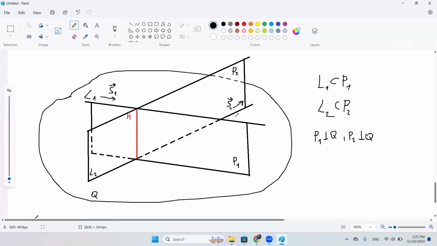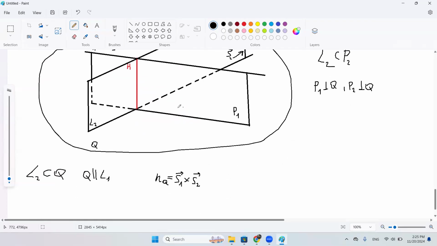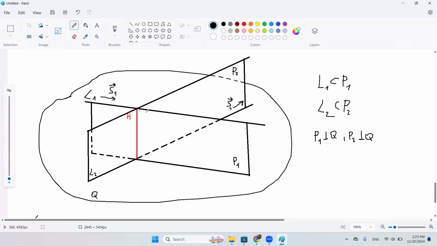because with these planes we will receive the general equation of this straight line H, because it is the straight line by which planes P1 and P2 intersect. Any questions for now? That's not the end of the task, by the way.